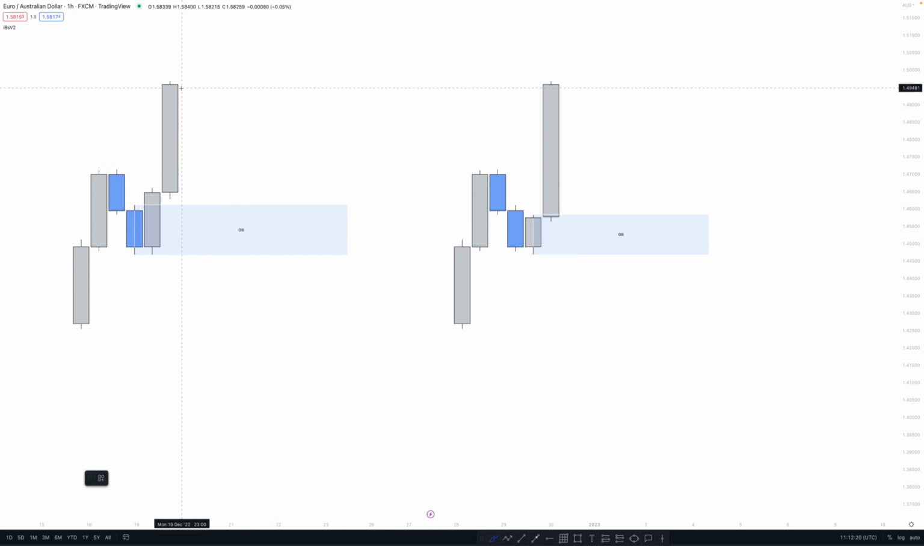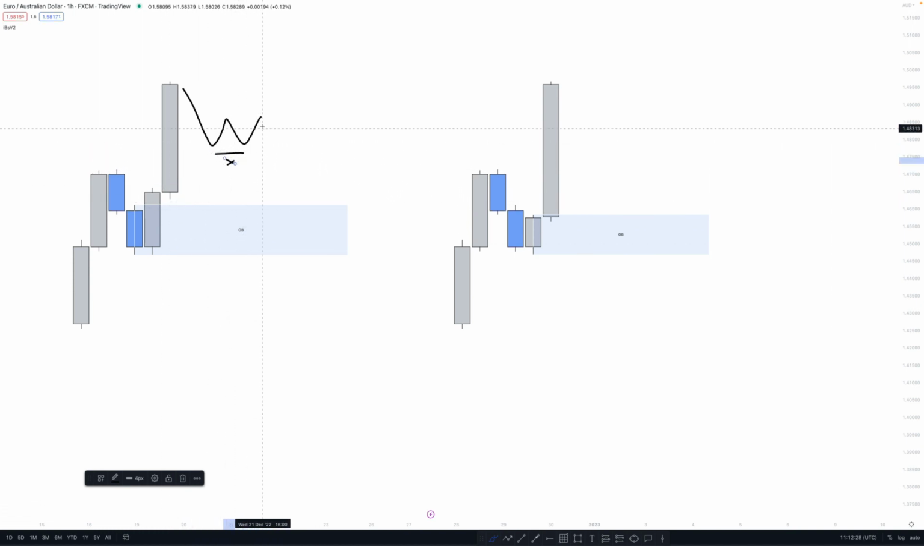Also, if you have an impulse to the downside and then we start to build liquidity here, this is called inducement. Again, this will also indicate that our block is more high probability if we can take that liquidity before we enter.